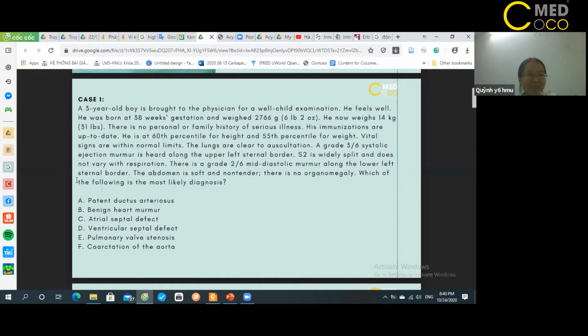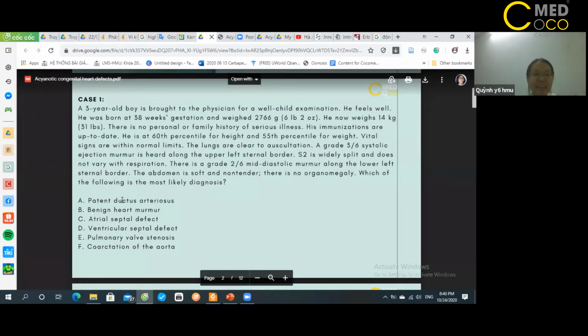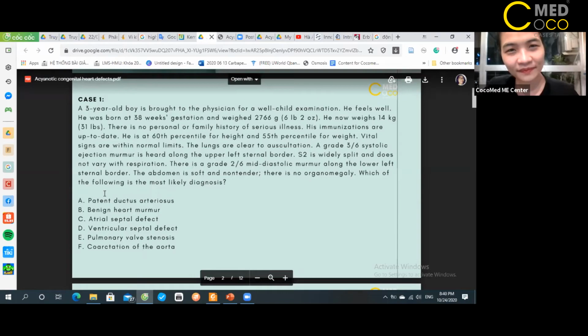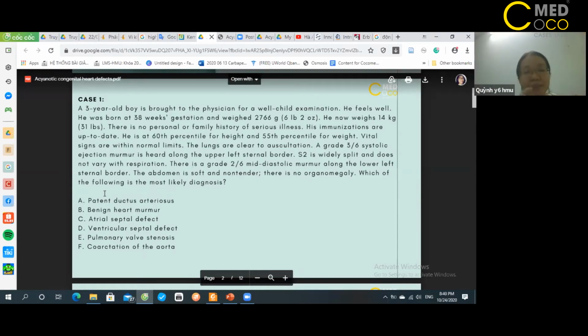Okay, the first one is patent ductus arteriosus. It will create a continuous murmur, right? Yes, the ductus arteriosus never closes, so it will create the continuous murmur. So maybe A is not our answer.